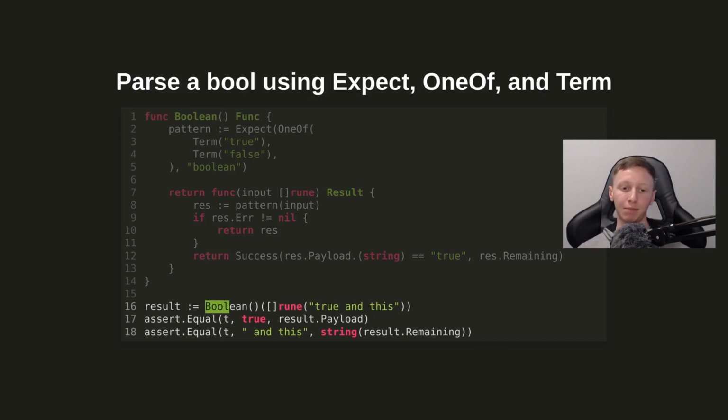And this is what it looks like to use. So we instantiate Boolean, there's no arguments, so we instantiate the parser here, and then we can give it some input. So this is true and this. And the resulting payload is actually a Boolean type, like I said. So in this case it's true. And the remaining is what's left, so and this. And that's that.